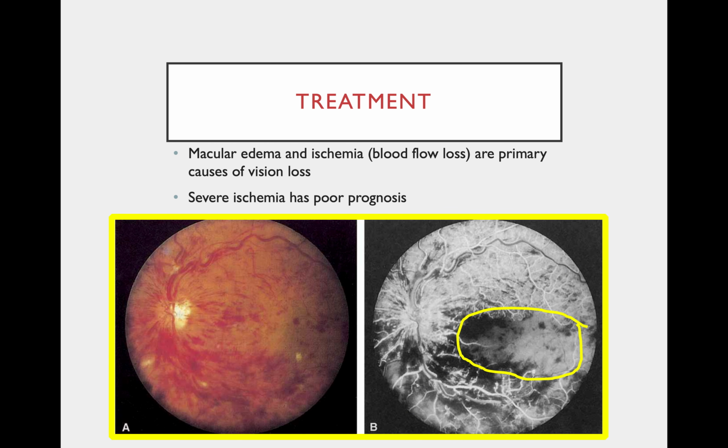What is the treatment? Well, macular edema and ischemia, that is blood flow loss, are the primary causes of vision loss. Ischemia is difficult to fix, okay? We can't reperfuse or bring blood flow back, at least not directly. Severe ischemia denotes a poorer prognosis. You see this picture here where I've highlighted this area where there's very poor blood flow. That actually happens to involve the macula, the very center of vision. And so even if we treat this eye, there's a likelihood we are unable to recuperate a significant amount of vision.